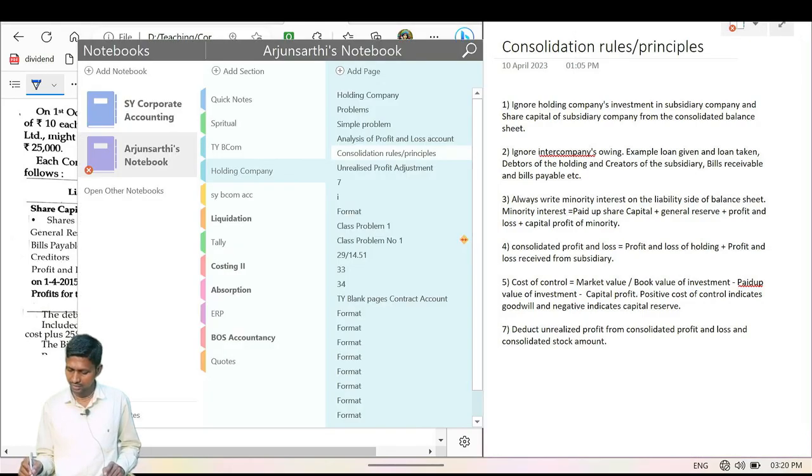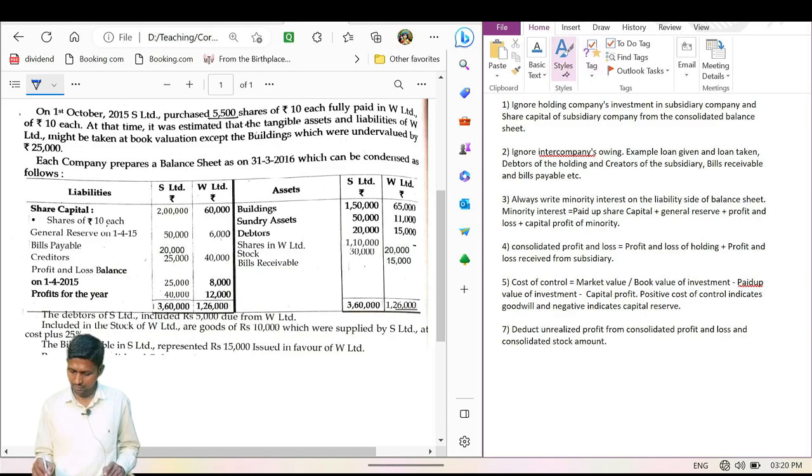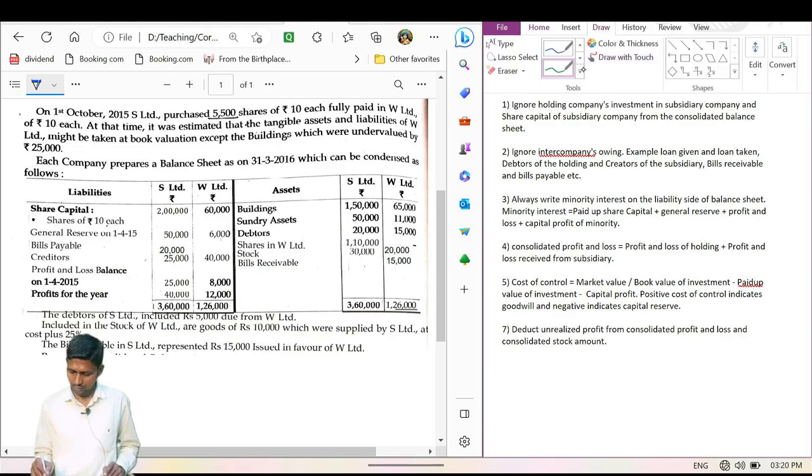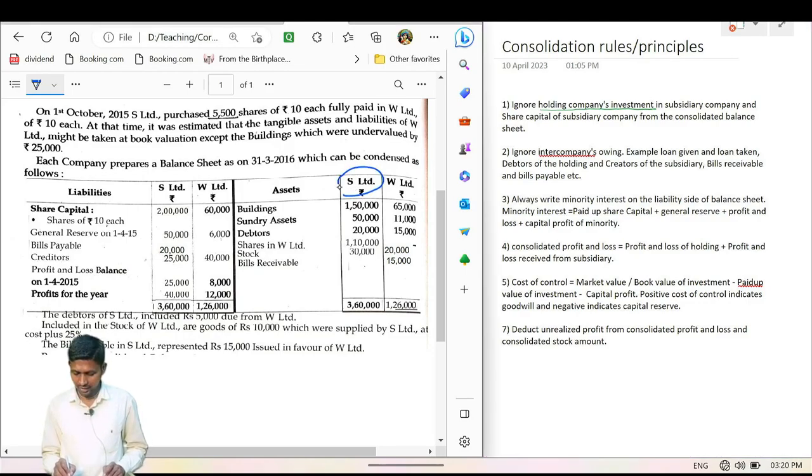They are saying ignore the holding company's investment in subsidiary companies. Now if you read this problem, you will understand that S is your holding and W is your subsidiary. Instead of H, I will say here S, and W is your subsidiary. Now what they are saying, holding's investment in subsidiary, that means H's investment in W or S. Now we'll remove these names and keep the company names as H and S only. H Limited's investment in S Limited.